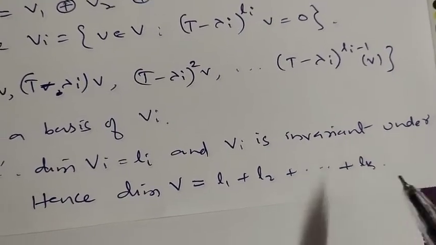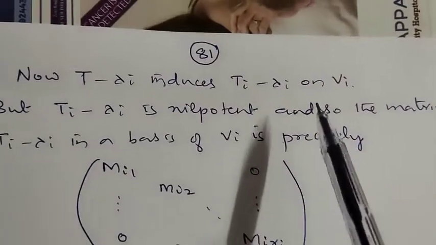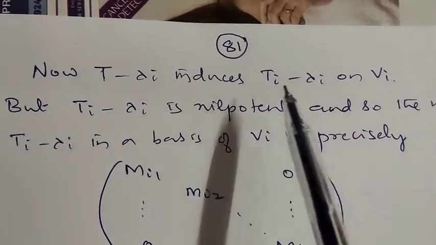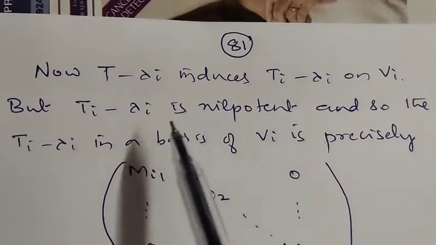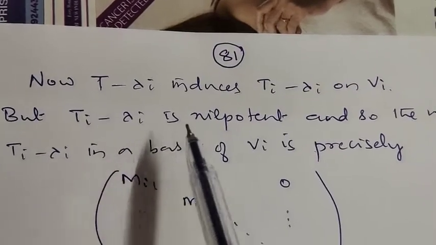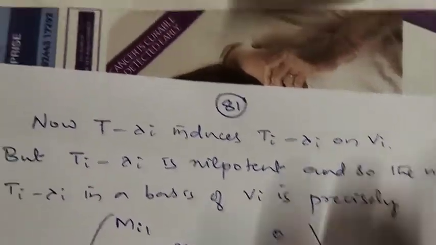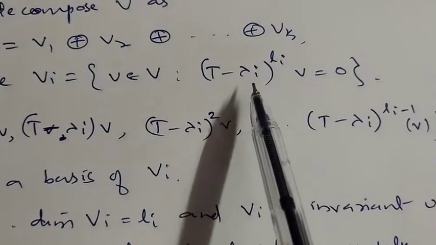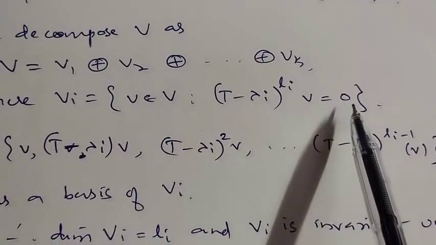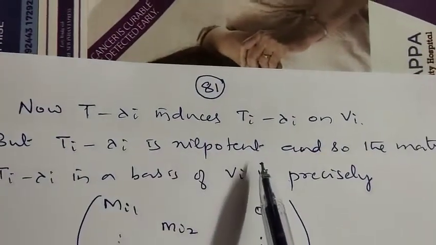Next, now you know that T minus lambda I induces Ti minus lambda I on Vi. So T minus lambda I induces Ti minus lambda I on Vi. But (T minus lambda I) of v is 0 means what? Ti minus lambda I is nilpotent, because we have assumed that (T minus lambda I) power of Li of v is 0, means (Ti minus lambda I) power of Li of v is 0. Therefore, this Ti minus lambda I is nilpotent.